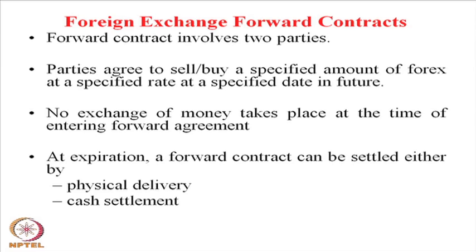The forward contract is an agreement between 2 parties. The 2 parties agree to buy or sell a particular amount of foreign currency at a particular rate at a particular date, and in between there is no transaction of any money, only the transaction fee. At the expiration of the forward contract, meaning the date on which it matures, there may be physical delivery or there may be cash settlement.